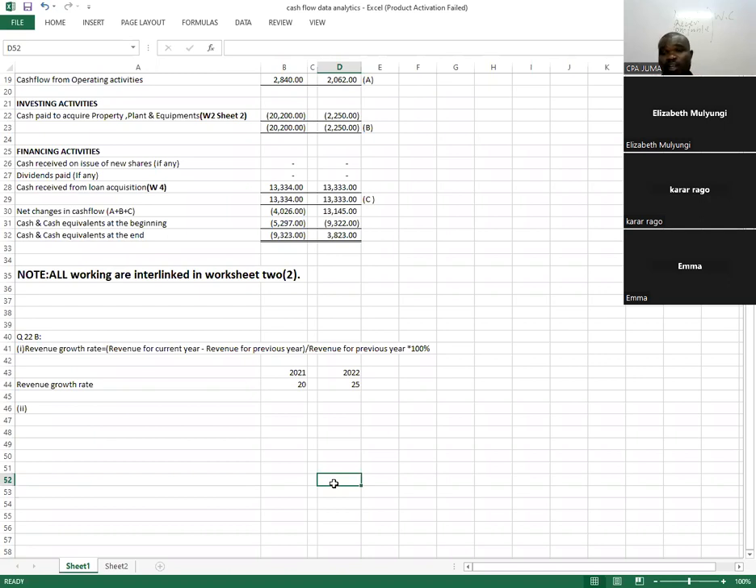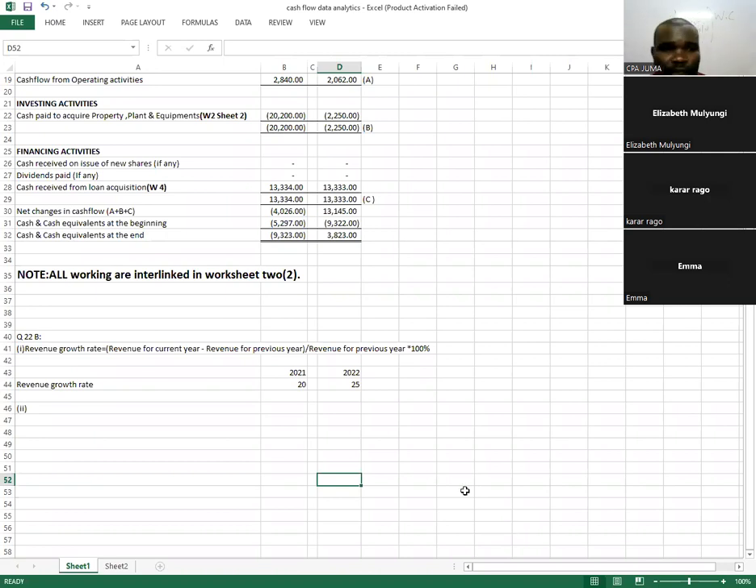I'm checking what people are writing. Emma, Josephine. So Emma and Josephine, B44 plus D44 divided by 2. Okay. Then Emma, revenue growth rate 2021 plus revenue growth rate 2022. Yeah, it's the same thing Josephine is saying.